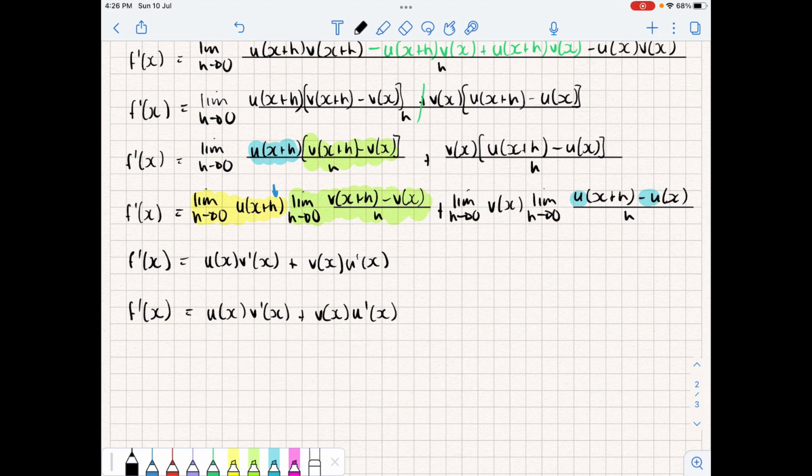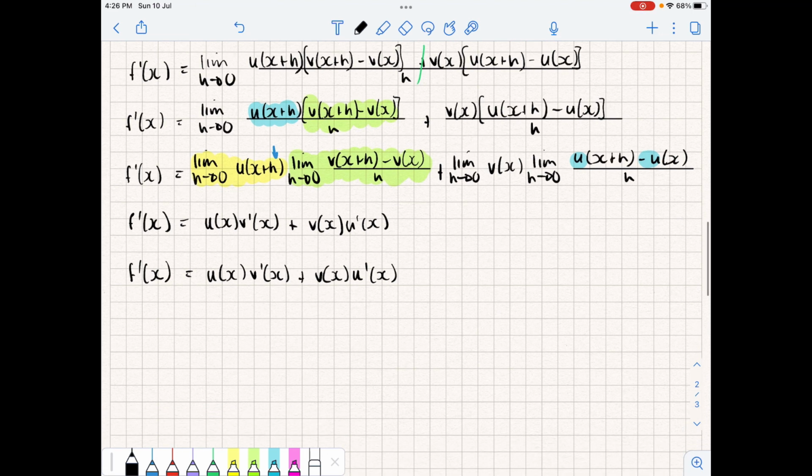Now, there are many different ways that you will see this being written. So I could have also written this as u, the function u, times the derivative of v, which would have been dv on dx, because you remember we're differentiating everything with respect to x. And this would be plus v times the derivative of u with respect to x.